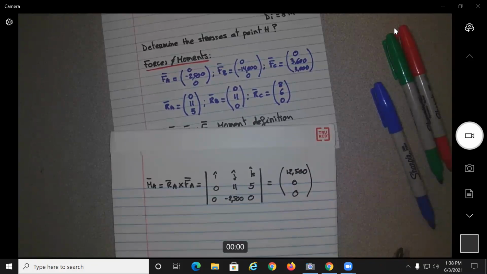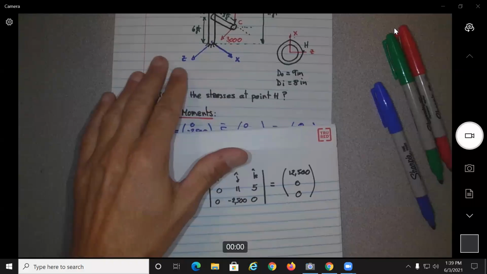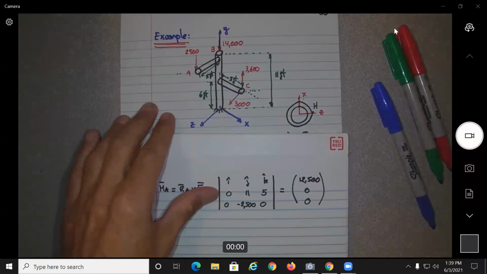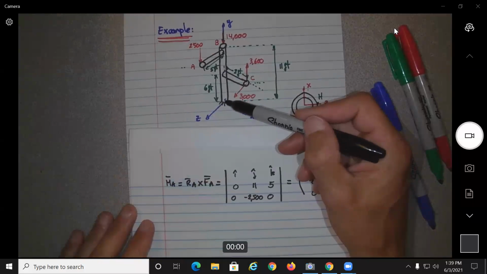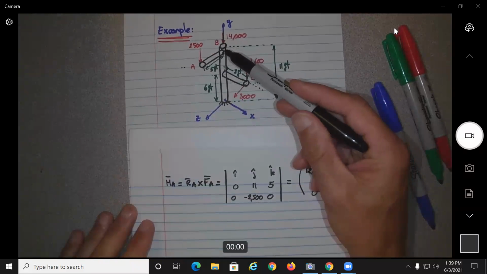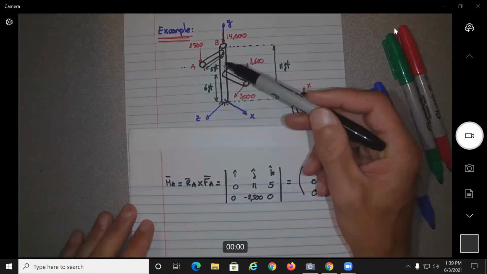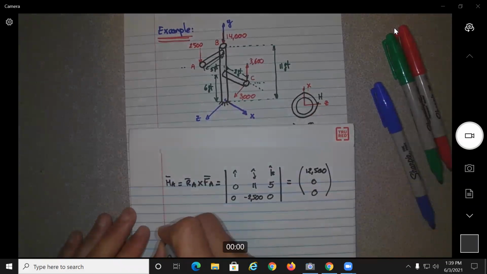Now, let's do point B. But let's see what happens with point B, because let's see what the math is going to give us. But is point B going to create any moment about this point over here? It's just perpendicular, no? So it should not create a moment. So let's see what happened here. So M sub B, hopefully the math will work, R sub B times F sub B. So this will give us what?